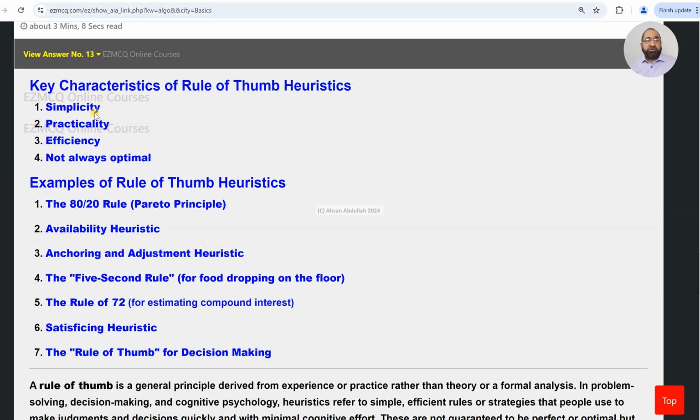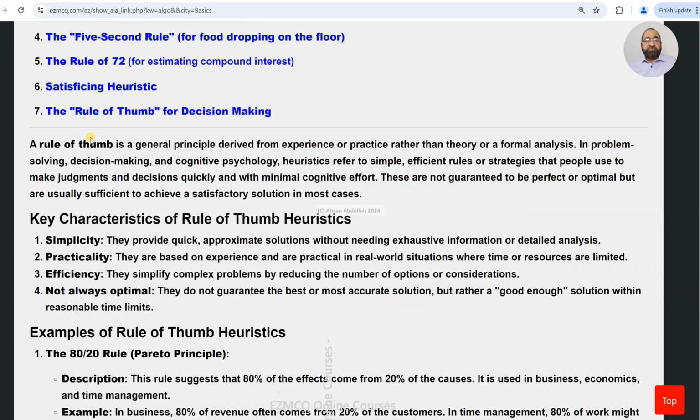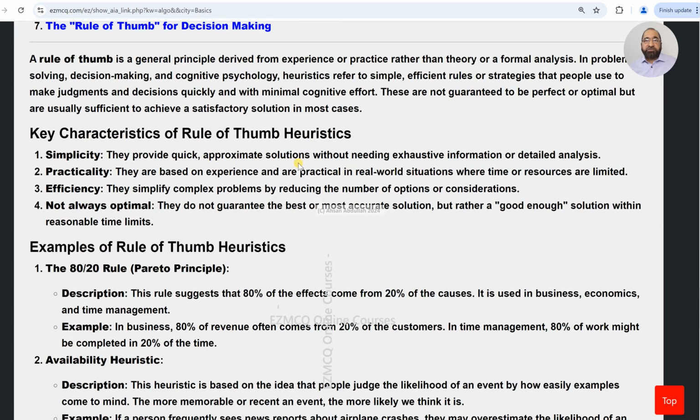So why are they used? Because they are simple. Simplicity, they provide quick approximate solutions. Approximate algorithms is a different domain which we will cover towards the end of the course. They work without needing exhaustive information, so they don't require a lot of information.